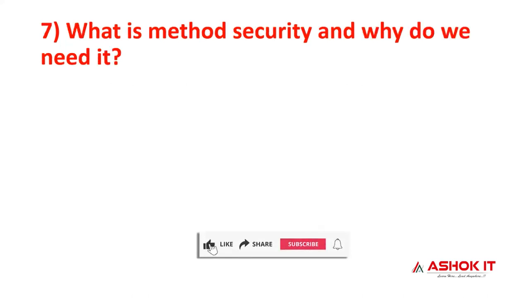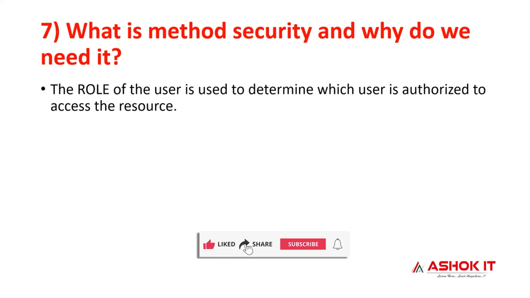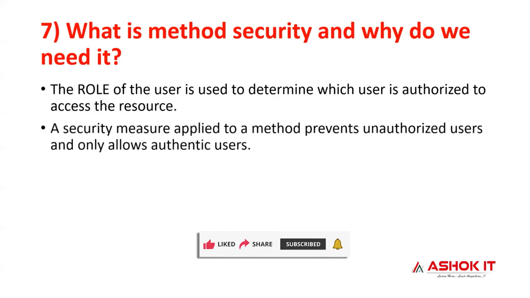Question number 7. What is method security and why do we need it? Here, the major concept is role. That role will decide who can access what. That is called authorization. A security measure is applied even to prevent unauthorized users. It even says who cannot access this and who can access this.